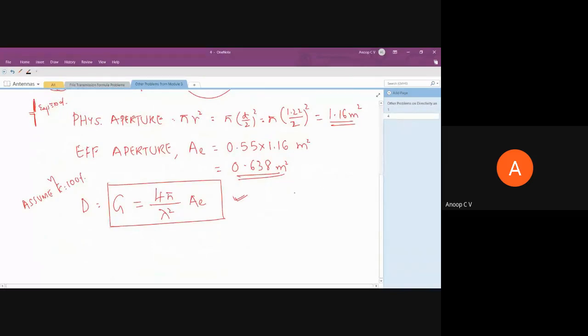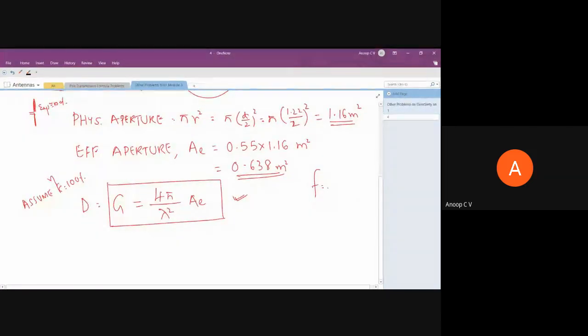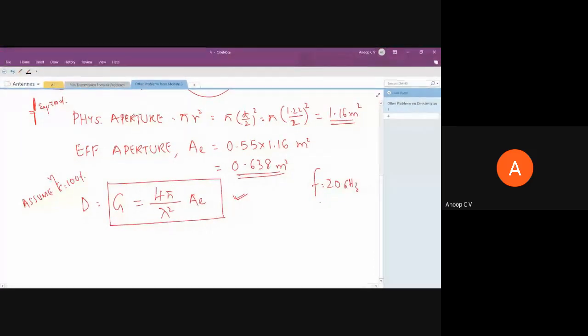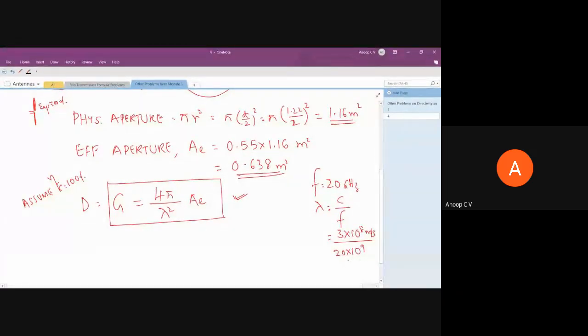So what is lambda? What was the value of F? F is 20 gigahertz. So lambda will be C by F, that is 3 into 10 power 8 meter per second divided by 20 into 10 power 9. What is the lambda value? Can anyone tell me? 0.015 meter. Thank you, Savan.